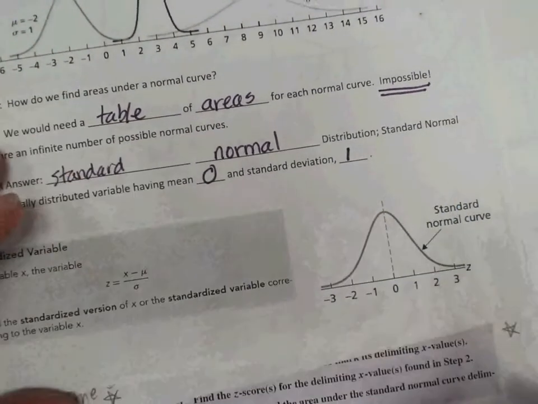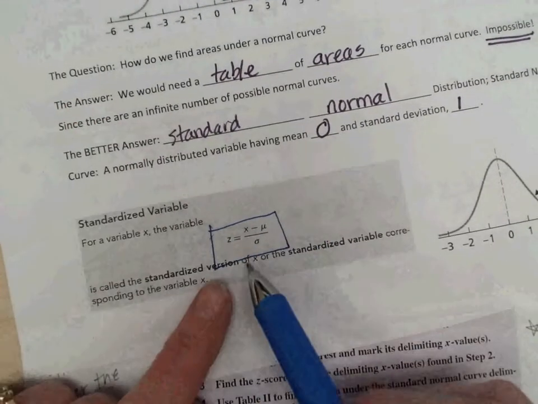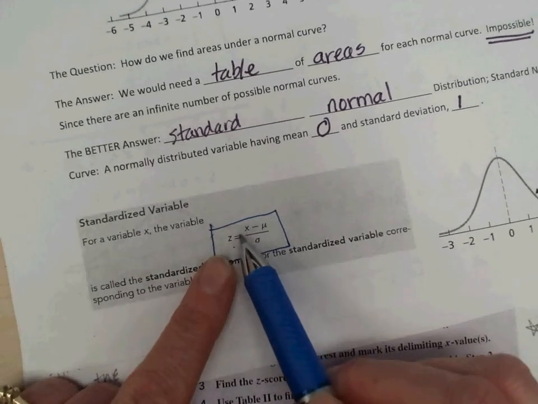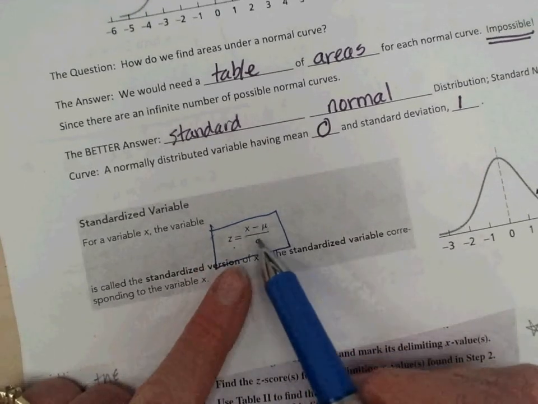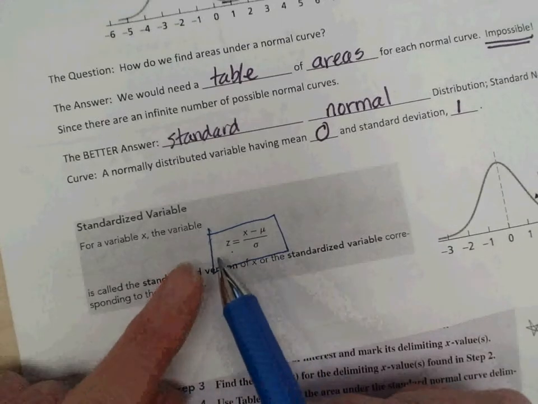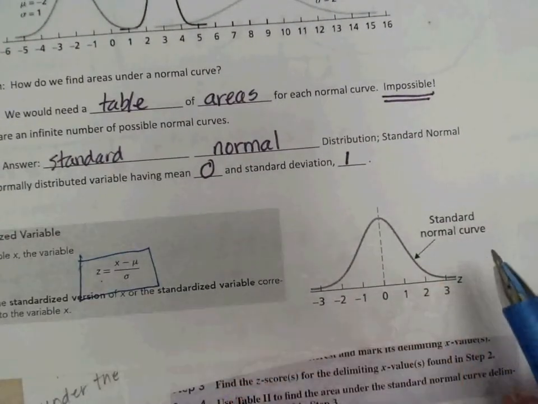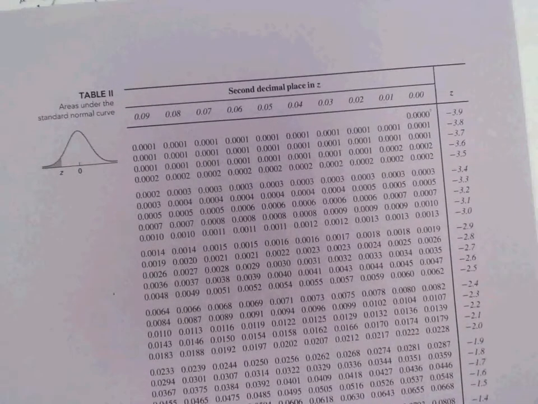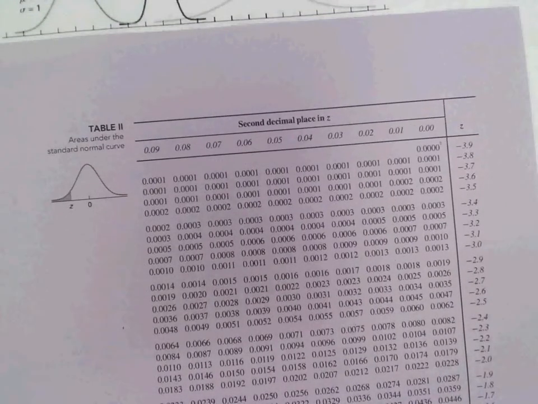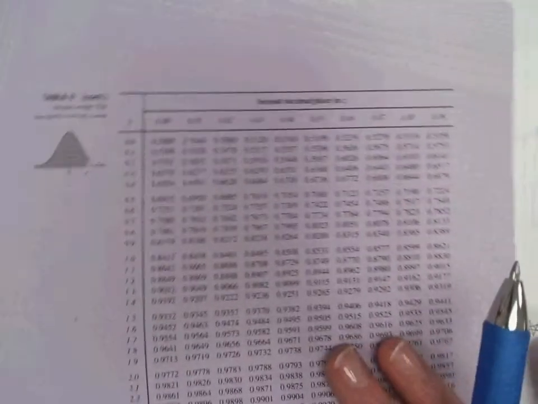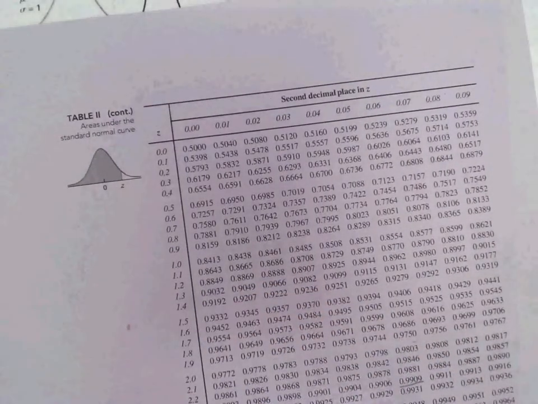We talked about the standardized variable z, where we take any x value, subtract the mean, divide by the standard deviation. So we can basically convert any value in a data set to its standardized version. And then what we're going to learn today is how to use that standardized variable to calculate an area under the curve using this z-score table, in our text called table 2. So that's kind of an overview and refresher on 6.1.